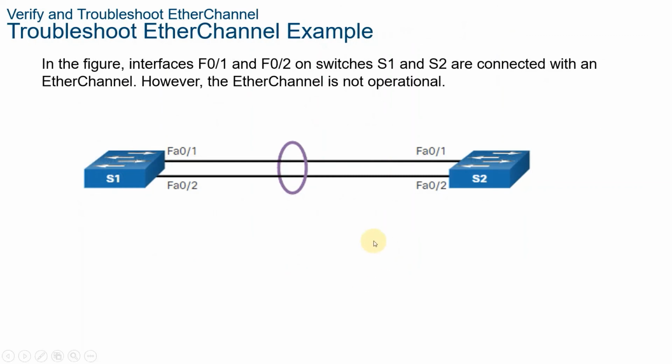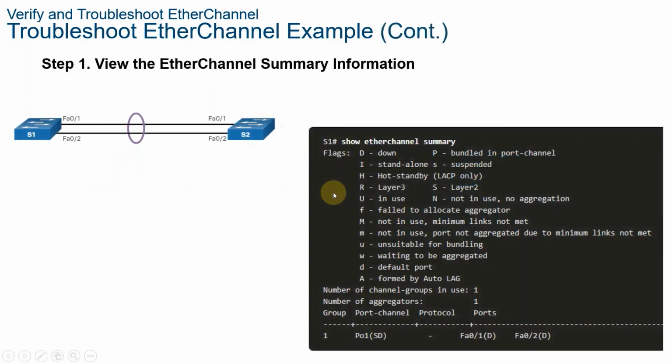Troubleshoot EtherChannel example. In the figure, interfaces Fa0/1 and Fa0/2 on switch 1 and switch 2 are connected with an EtherChannel. If you have seen the symbol, it means it is an EtherChannel. However, the EtherChannel is not operational on this topology. To troubleshoot, first we need to view the EtherChannel summary information. We could do that via the show EtherChannel summary command, which indicates that the EtherChannel here is down.